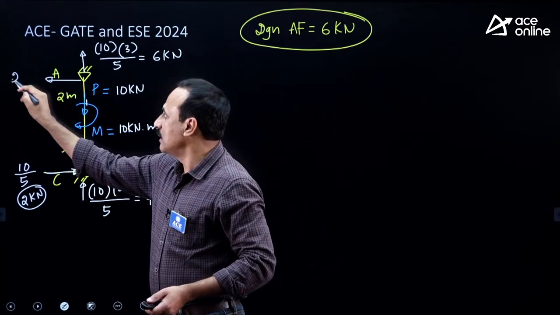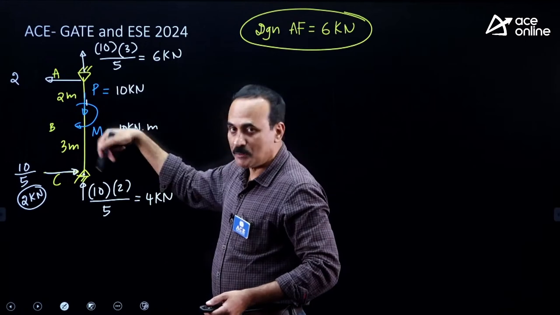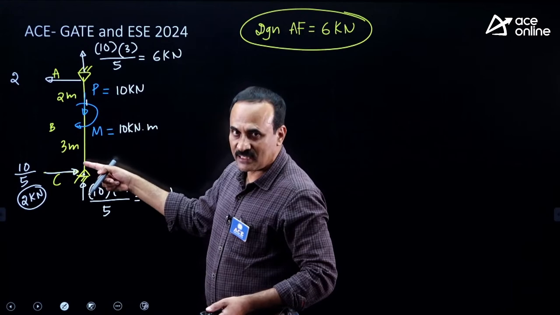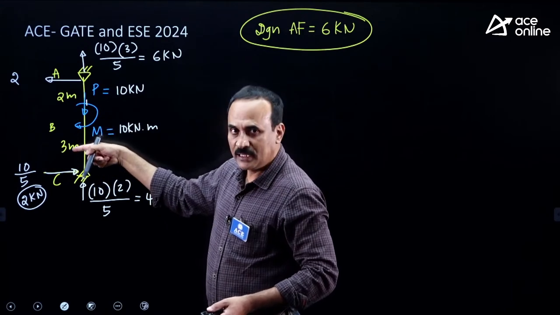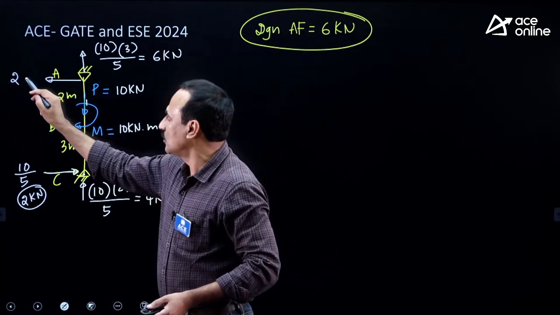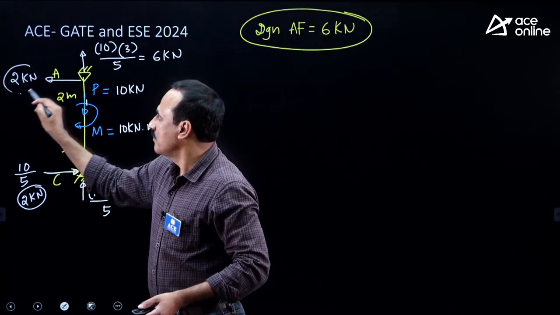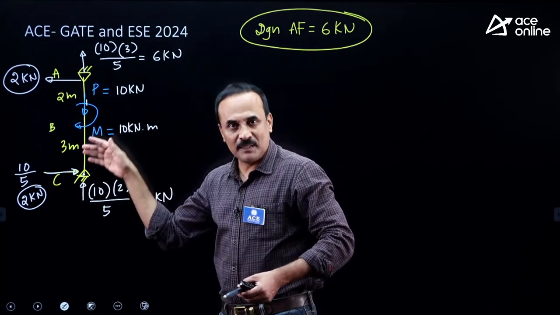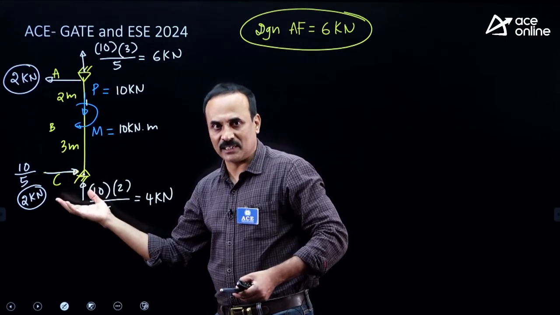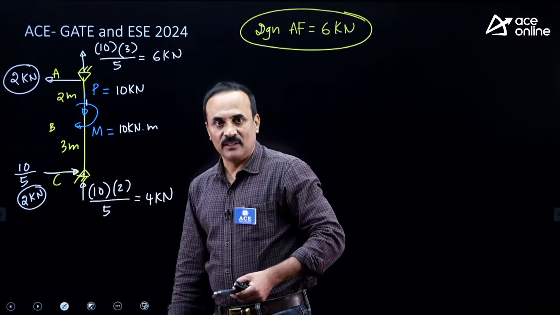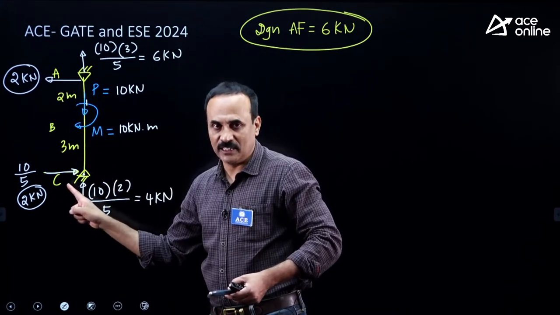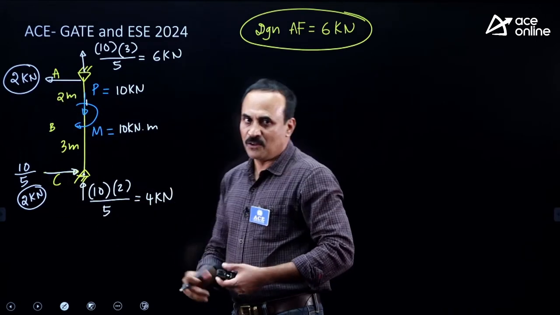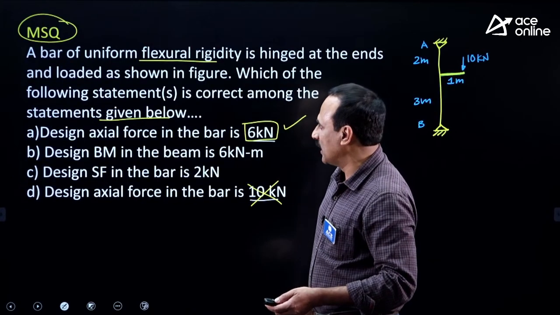Here also the same, net moment by distance between the two reactions. Net moment is 10, distance between the two reactions is 5. 3 plus 2 is 5. So this is also 2 kilonewton of reaction. So this is this way, this is this way. So maximum shear force is nothing but maximum reaction, nothing but 2 kilonewton. 2 kilonewton is the maximum shear force in this member. Action balancing reaction. So design shear force is 2 kilonewton.